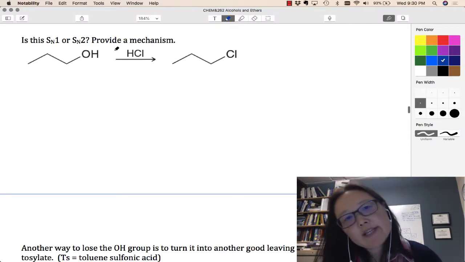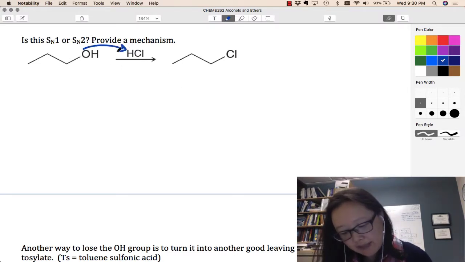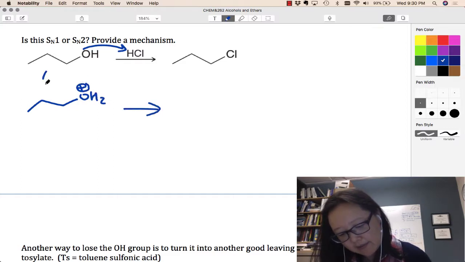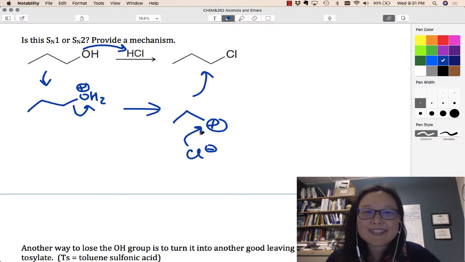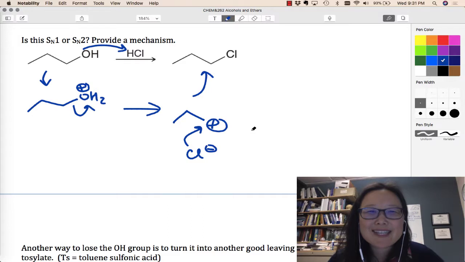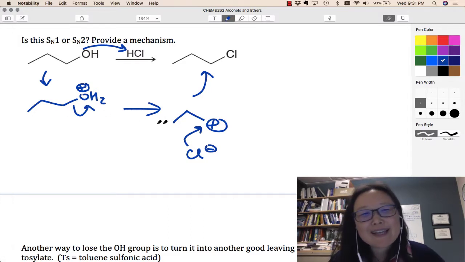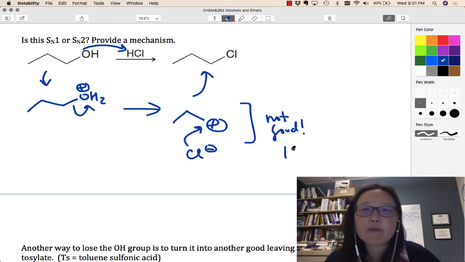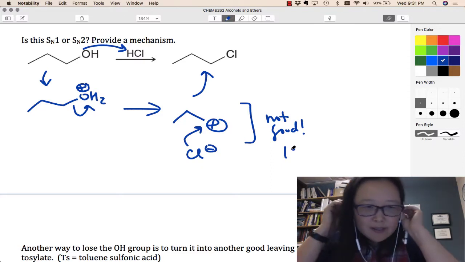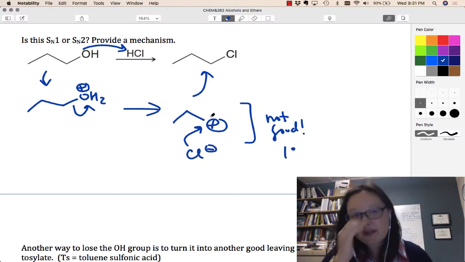Now this reaction here looks like we should be able to do the same thing, right? Here's my water that gets formed. Now I have a good leaving group. This can take off. And then I could have chloride attack here. Now what's wrong with this mechanism? You guys see what's wrong with this? What's wrong with this is that this carbocation is primary. So this is not good, okay? Because primary carbocations are very high energy compared to tertiary. So it's better for us to avoid a primary carbocation.